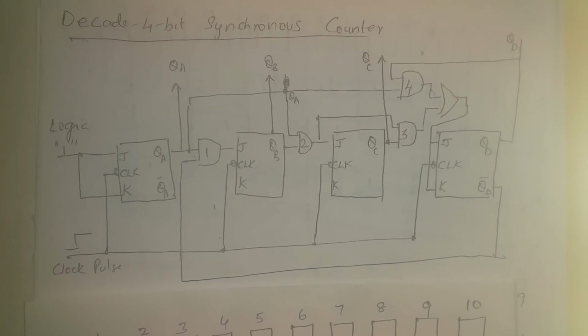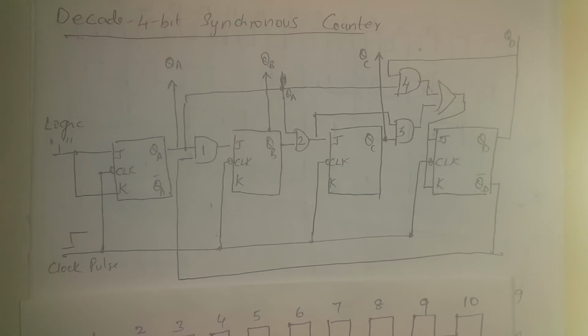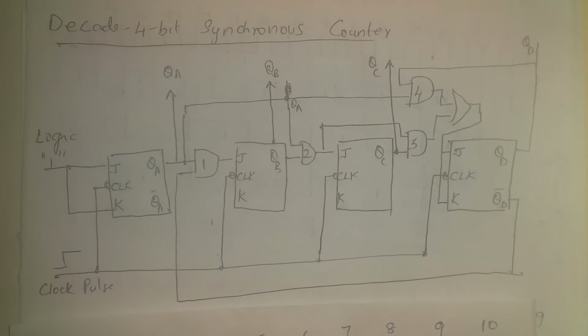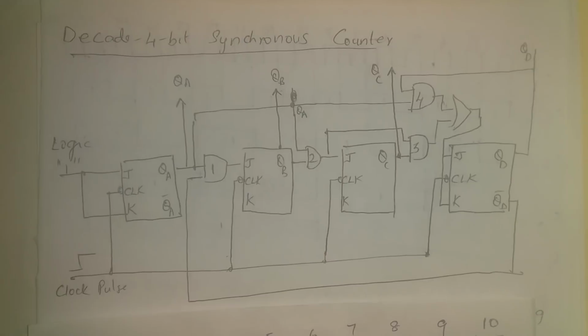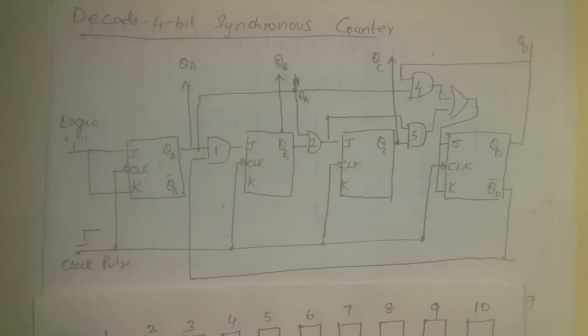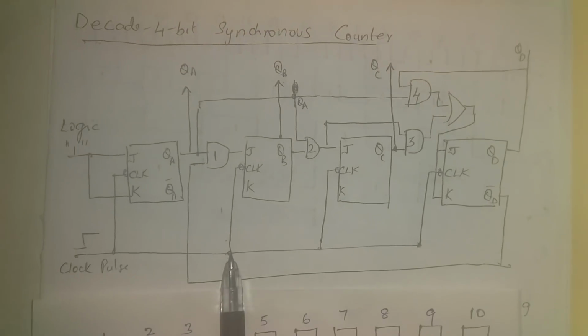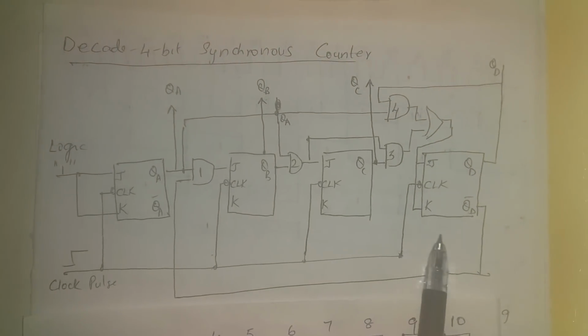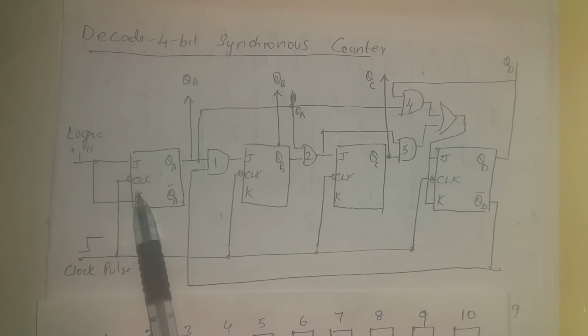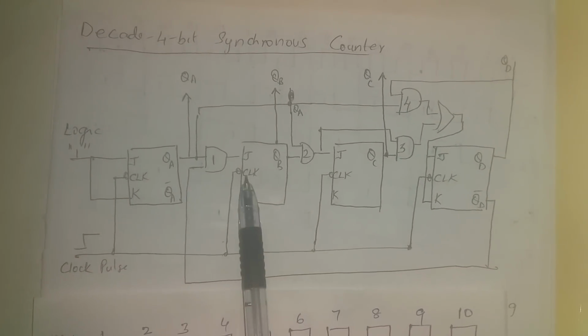In this session, let's discuss about synchronous decade counter. Since it's a decade counter, you would need 4 bits. So if you have to store 4 bits, you need 4 flip-flops. So it's a 4 flip-flop counter. And we see that the clock pulse is applied simultaneously to all the flip-flops. Hence, it's a synchronous counter. And all the flip-flops change their state during the negative edge of the clock.